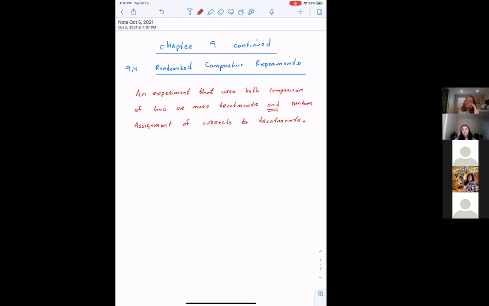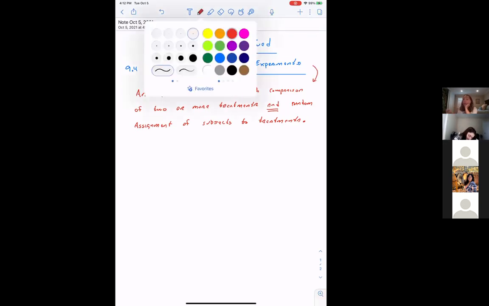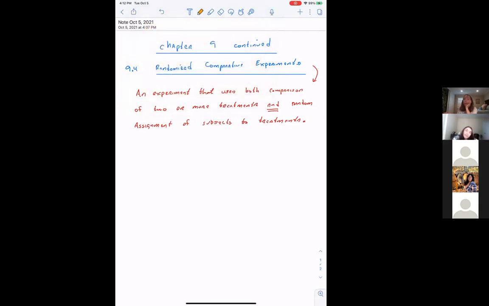Oh, Lexi. Okay, so next. This is what a randomized comparative experiment is. So what is a completely randomized design? What is a completely randomized design?